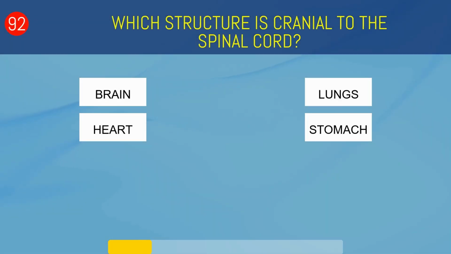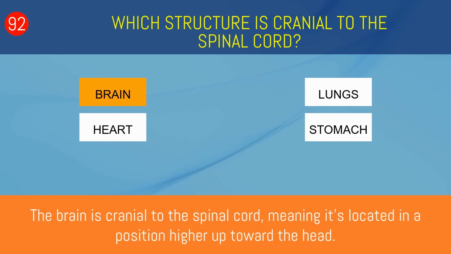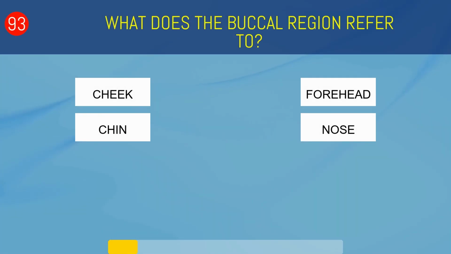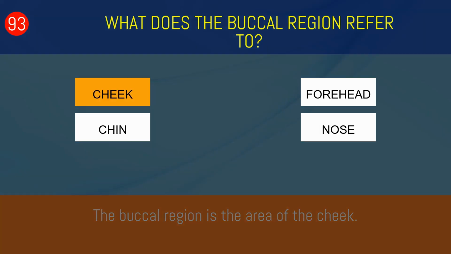Which structure is cranial to the spinal cord? Brain, heart, lungs, or stomach? Brain. The brain is cranial to the spinal cord, meaning it's located in a position higher up toward the head. What does the buccal region refer to? Cheek, chin, forehead, or nose? Cheek. The buccal region is the area of the cheek.